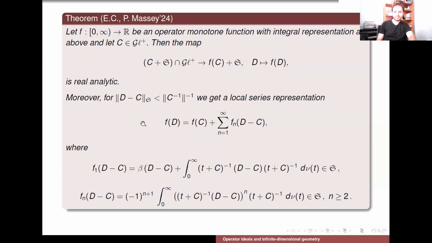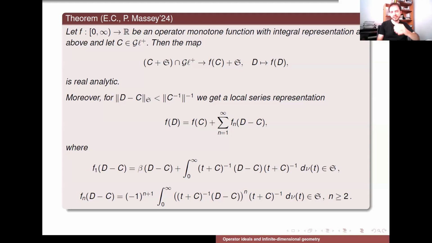For instance, a local representation at the point C is given as follows, where the functions f1 are given using the integral representation as follows, and the formula changes for all the other fn. So these are the homogeneous polynomials that we use here to prove that the function is real analytic.